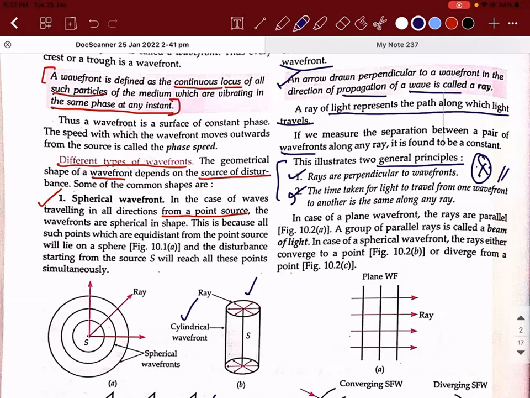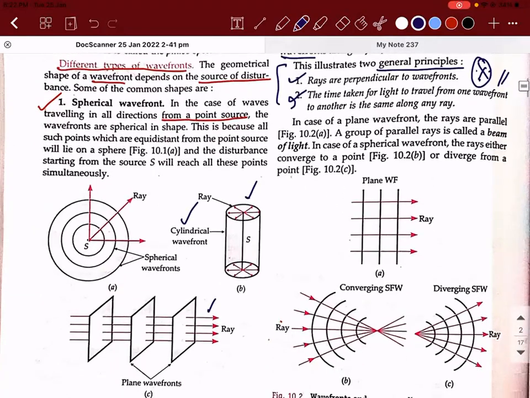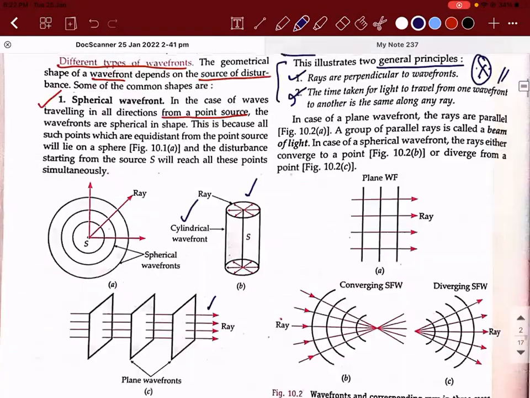Okay, please make a note of these 2 points. So what they're trying to say is, if a wavefront is given to you and you're asked to draw the rays, you need to draw the rays just perpendicular to those surfaces. That's it.